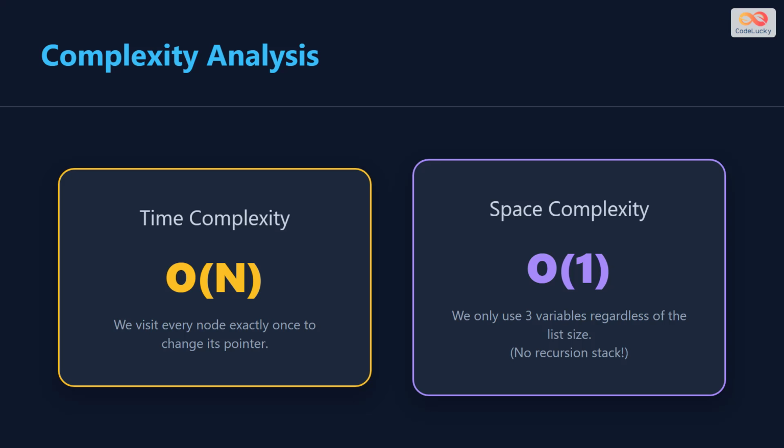Finally, let's look at the performance. The time complexity is big O of n because we visit each node exactly once. The space complexity is big O of 1 because we only used 3 variables regardless of how long the list is. This makes it an optimal solution.